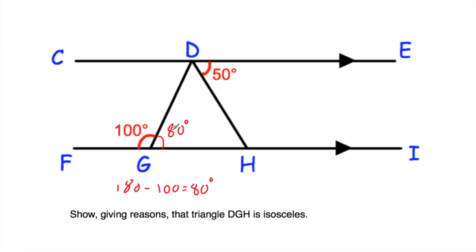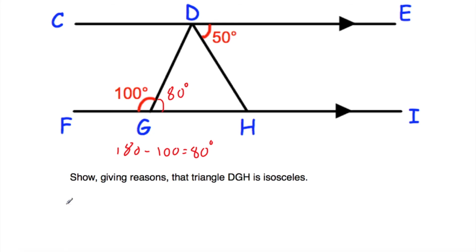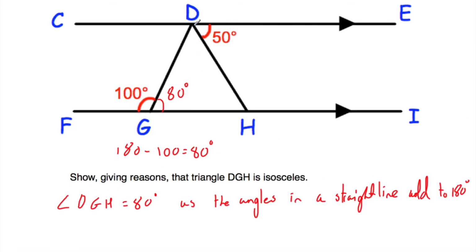So we found the size of that angle, and let's actually give a reason for that angle. Okay, so that's our reason: angle DGH is equal to 80 degrees as the angles in a straight line add to 180 degrees.